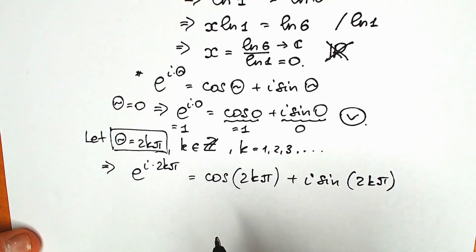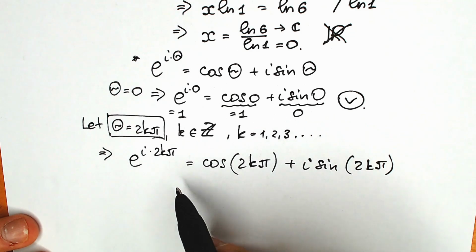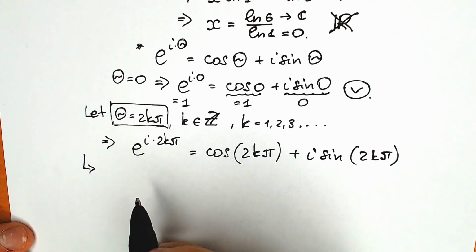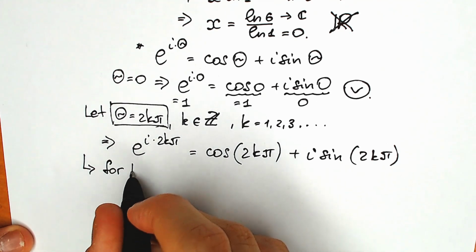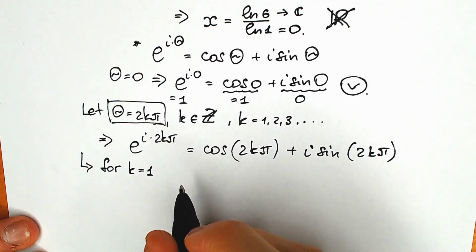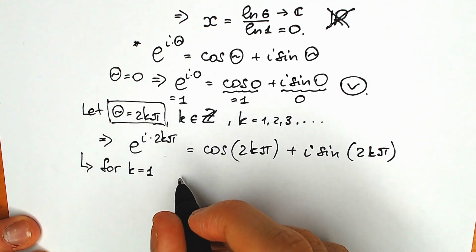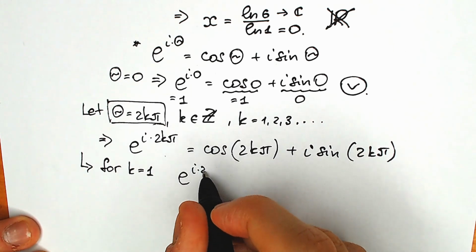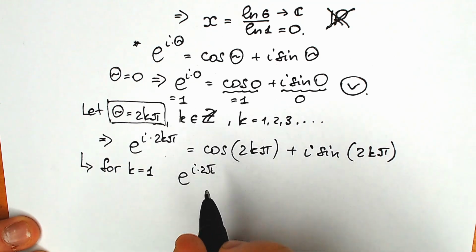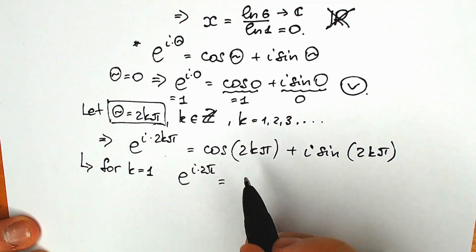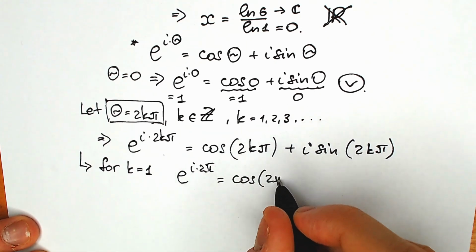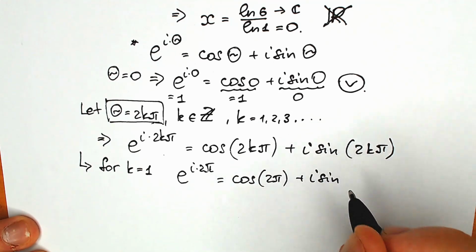And right now is the very tricky moment, because I'm going to see what will happen when k is equal to 1, 2, and 3, and the result will be really great. So first of all, I'm going to write for k equal to 1. When k is equal to 1, we will have a really interesting identity. As a result, we have e to the power i times 2 pi, because k is equal to 1, so we plug in 1 instead of k. So e to the power i times 2 pi equal to cosine 2 pi plus i sine 2 pi.